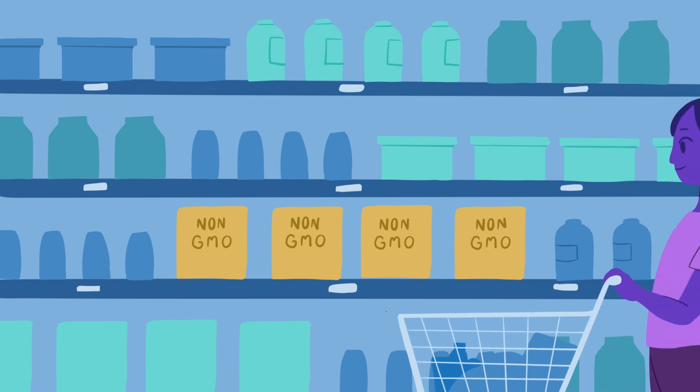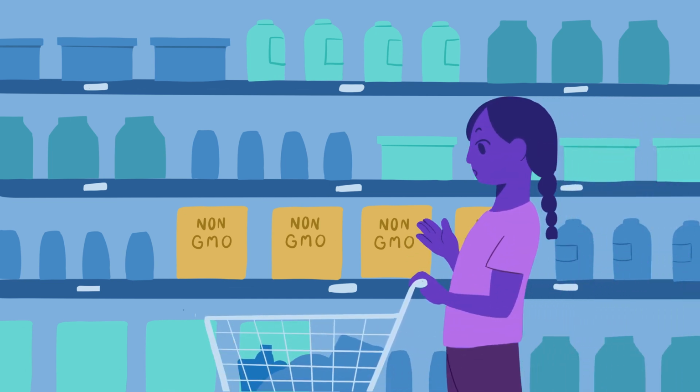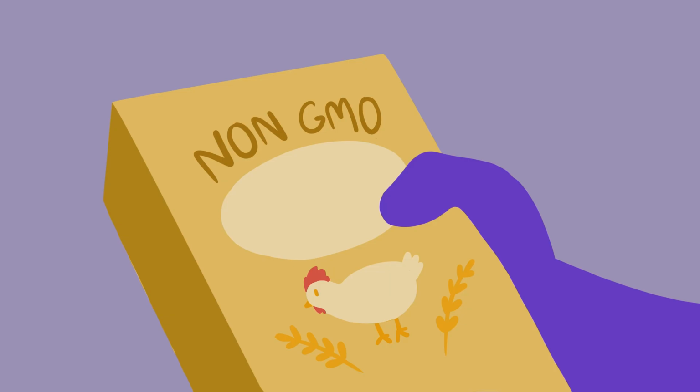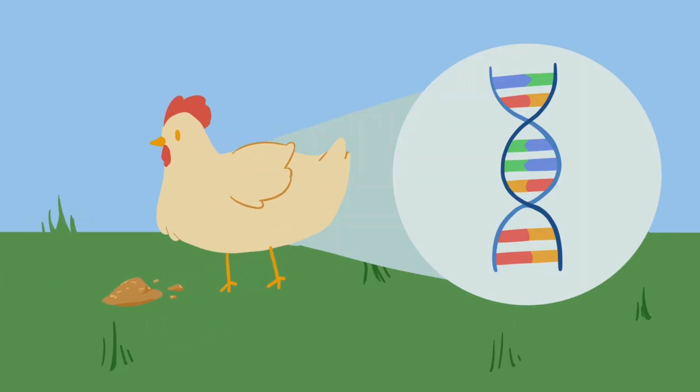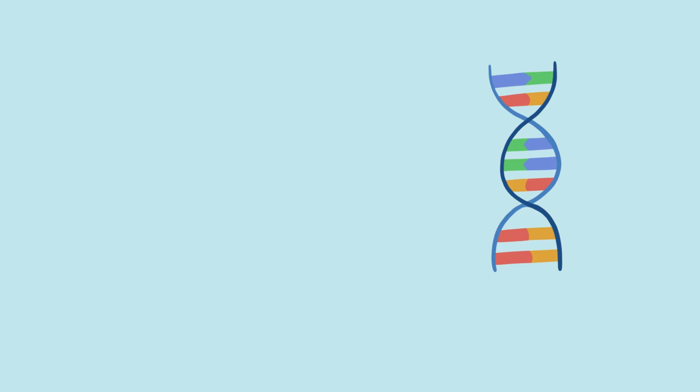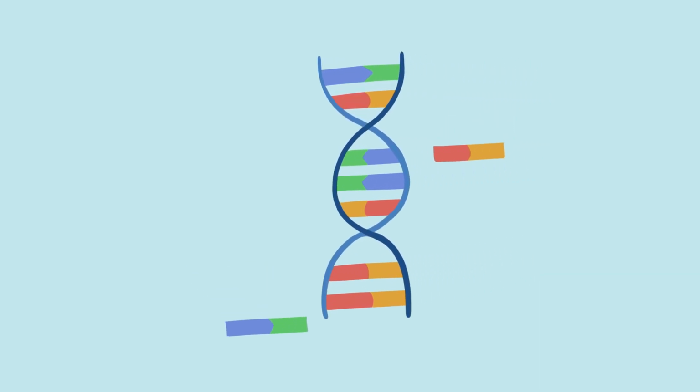You're pushing your cart down a grocery store aisle and notice a box of cereal with the label Non-GMOs. You may know that GMO stands for genetically modified organism, but what exactly does that mean? The answer to this question has to do with genetic engineering, which involves changing an organism's genetic makeup.